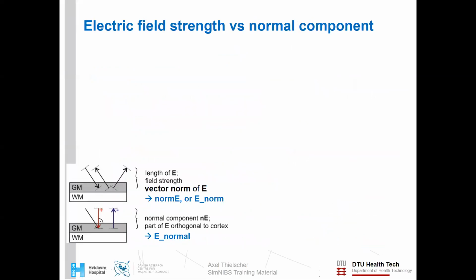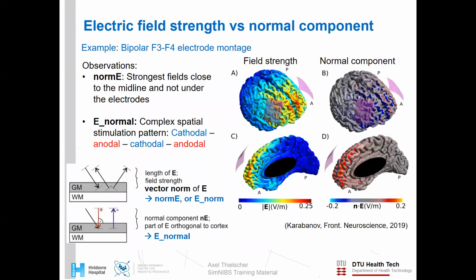How does it then look? To give an example, when we look at the electric field strength here for a bipolar F3-F4 montage, as for example tested for depression treatment with tACS, we see that we have electrodes here, and even though we try to focus stimulation on this part and also on the contralateral side, we actually have very strong electric fields at other parts of the brain.